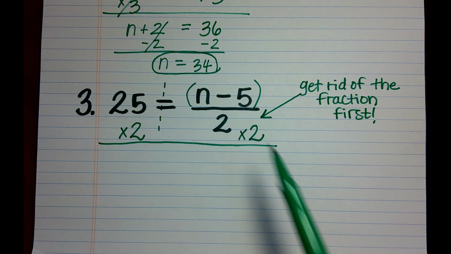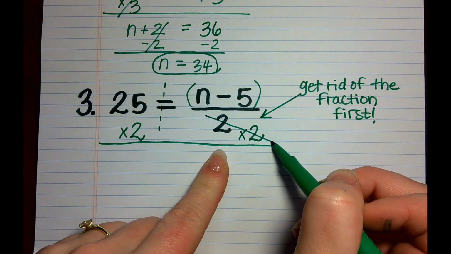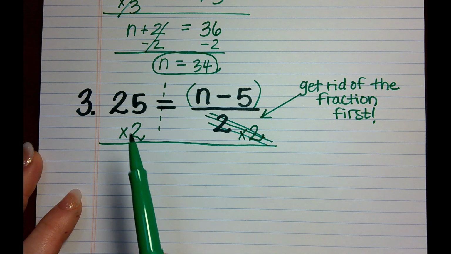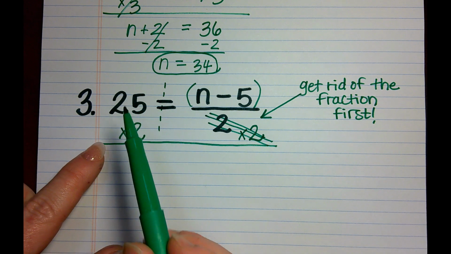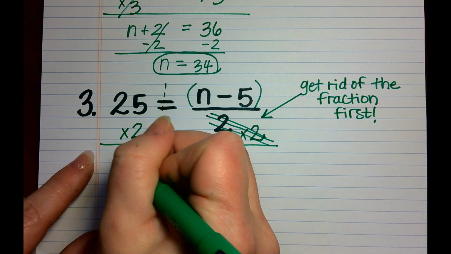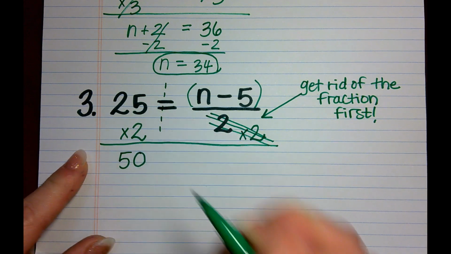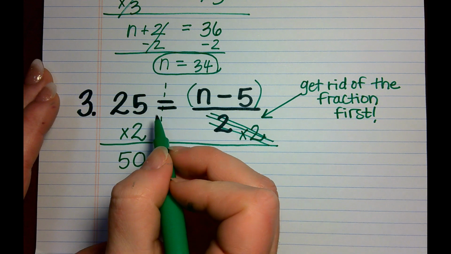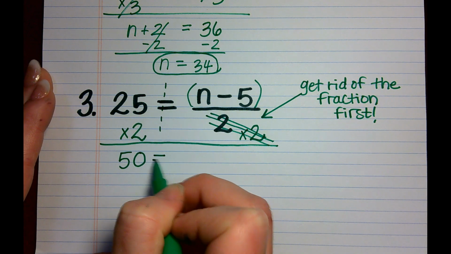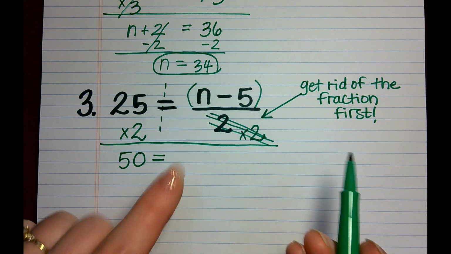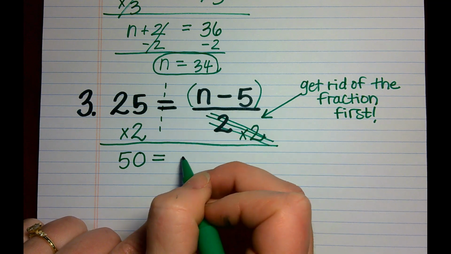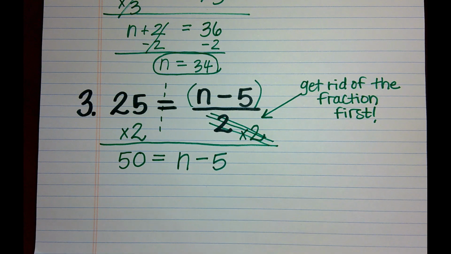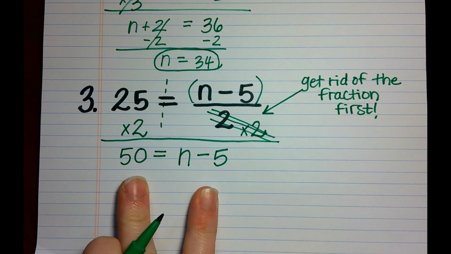Now what happens here? Those cancel. Yes, my 2's cancel. Those are gone. Now we're going to do this side. 25 times 2 is 50. Bring down the rest of the stuff. Then we bring down everything else. Equal sign is there. N minus 5. That's what we got left. N minus 5.